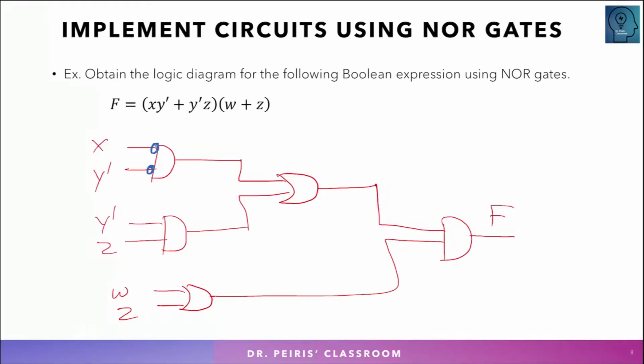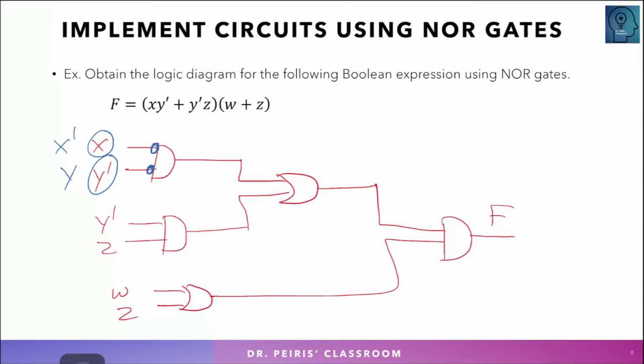So which means the variable X becomes what? Now it must change to X prime because we add the bubble. So to compensate that you do the inversion, so this becomes X prime. Same thing here, to compensate that inversion you need to complement the Y prime. So Y prime prime is Y. So these are the two new variables, so these two are changed to X prime and Y.